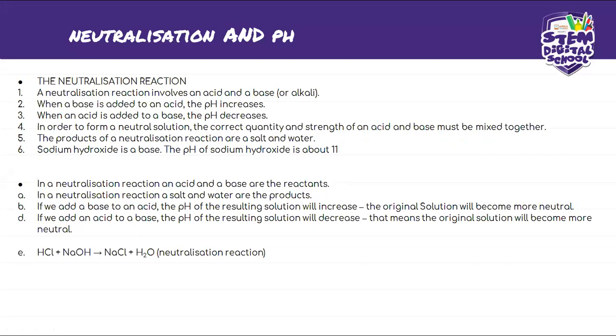So how do we balance an equation? We have to make sure that the number of moles or the number of atoms on the left-hand side is equal to the number of atoms on the right-hand side. So how do we do that?